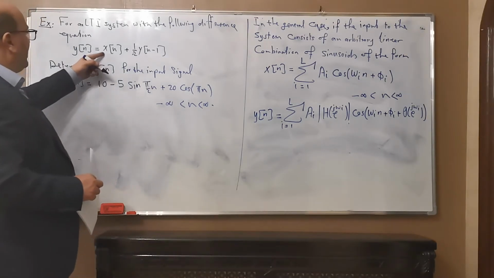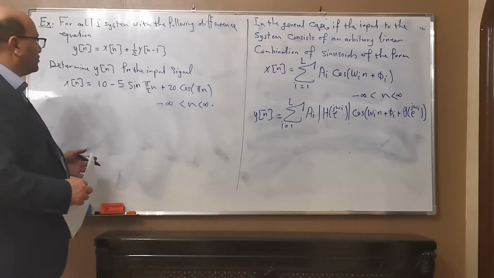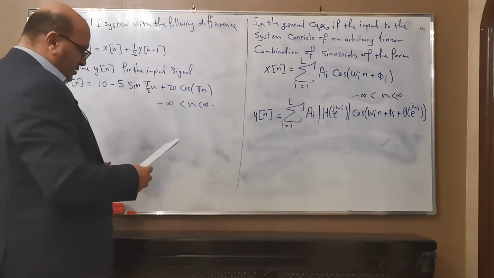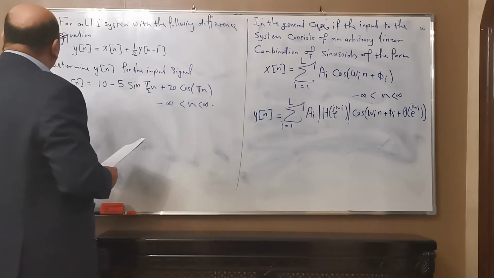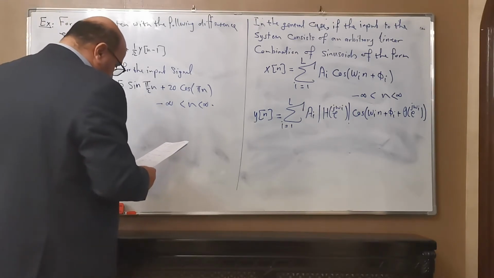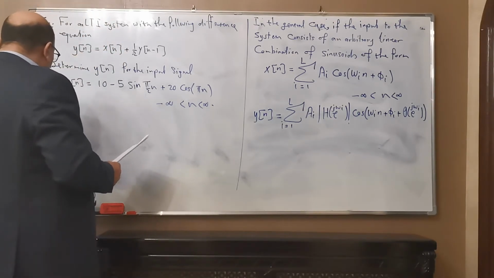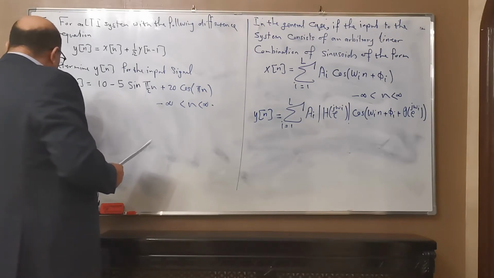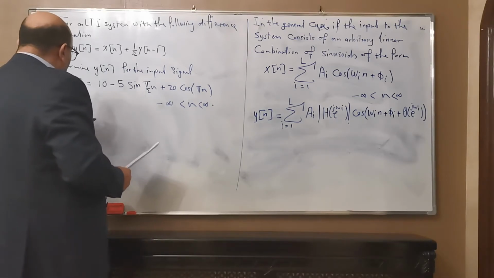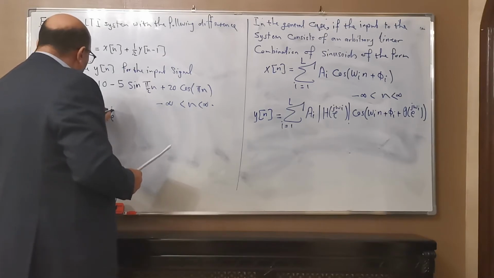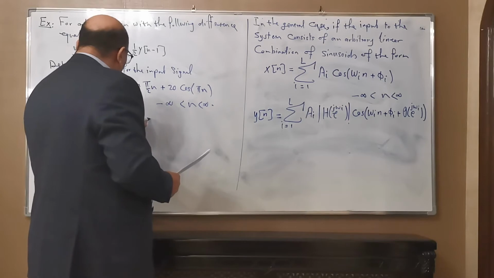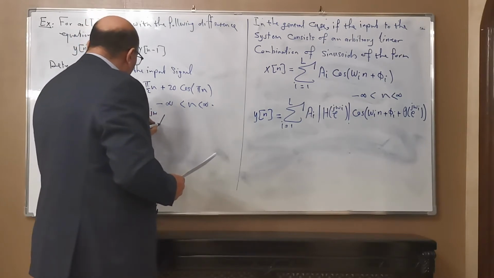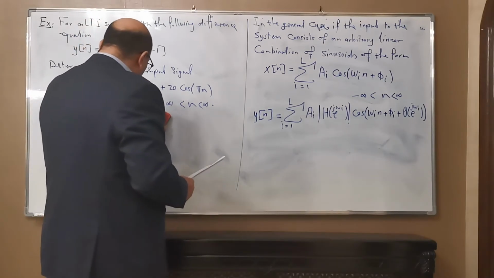We can apply this in the time domain and try to see what will happen, but this is not an easy job to do. The best thing to do in such cases is to go to the frequency domain, and we find Y of e^{j omega} equals X of e^{j omega} plus 1/2 e^{-j omega} Y of e^{j omega}.